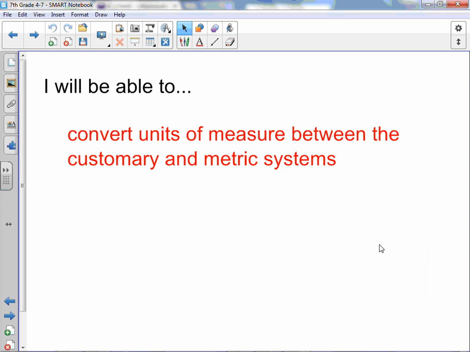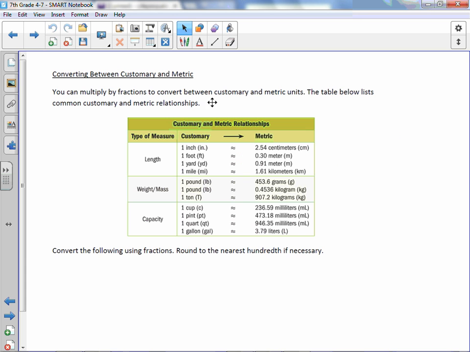Chapter 4, Lesson 7, Convert Between Systems. You will be able to convert units of measure between the customary and the metric systems. You can multiply fractions to convert between customary and metric units. The table below lists common customary and metric relationships.